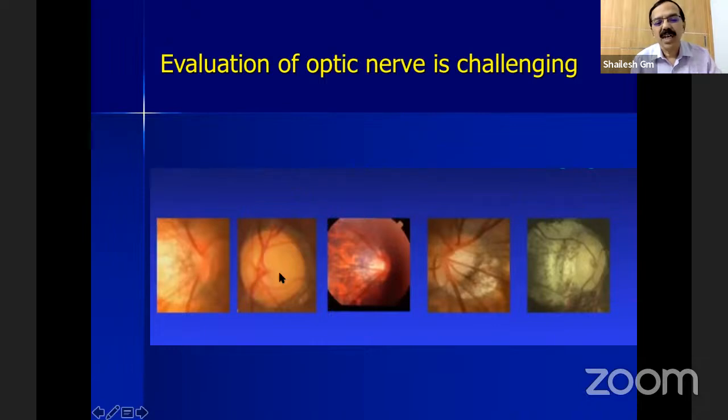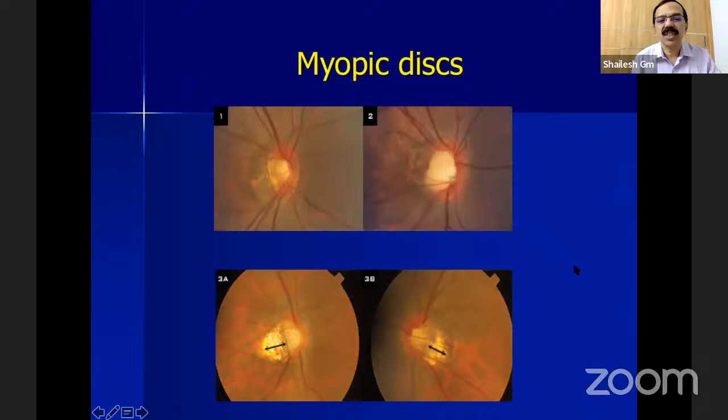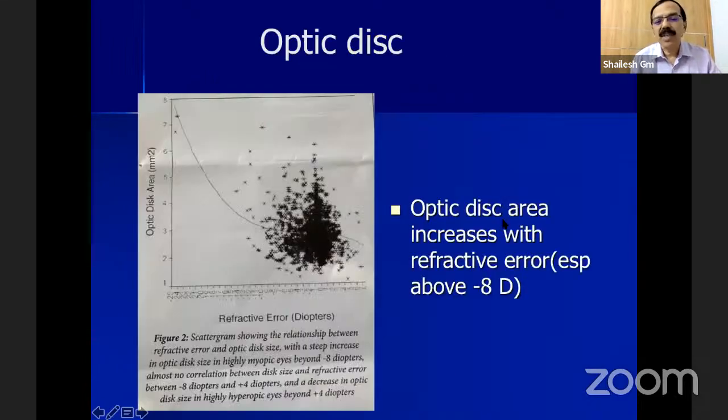We have a tilted, large cup, then there is a myopic tessellated background, then we have this increased peripapillary atrophy, and then the staphylomatous optic nerve associated. Again, some sets of optic nerve heads. Now, optic disc area also increases when the refractive error increases. This is one graph which shows that.